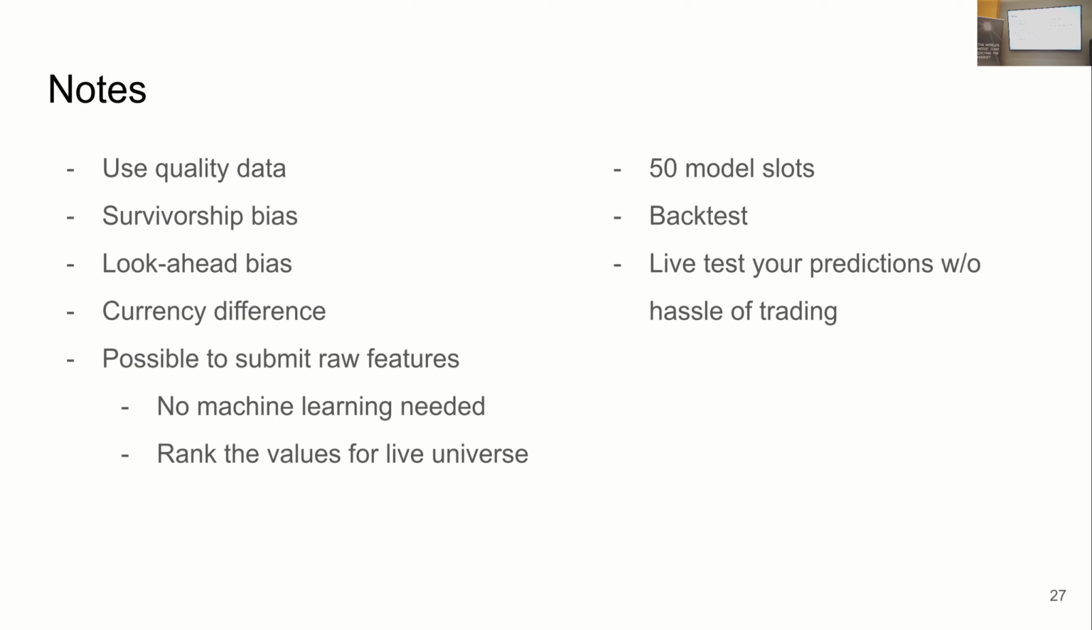So now the idea is to use quality data, avoid the survivorship bias and look-ahead bias, and somehow work around the currency differences. You can also submit raw features instead of mapping them to the given targets. You can just ensemble them and submit and rank them. You have 50 model slots, so do a lot of backtests. And you can submit live predictions only, for the live split. So this kind of reduces your compute overhead.